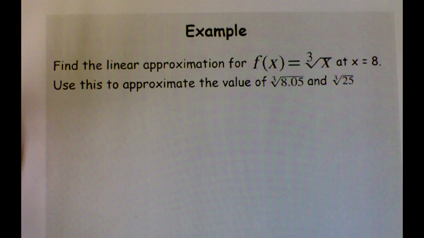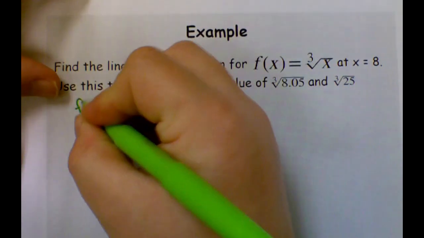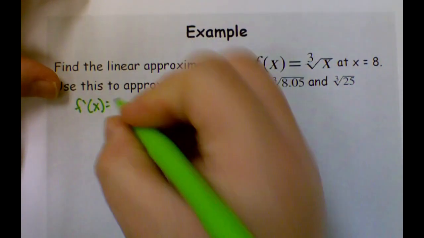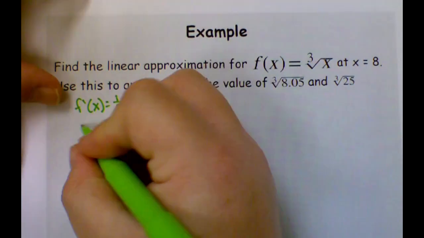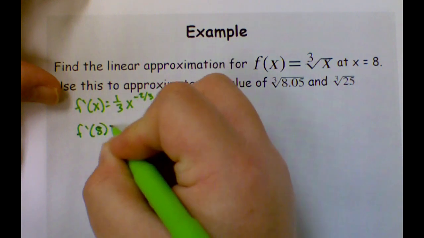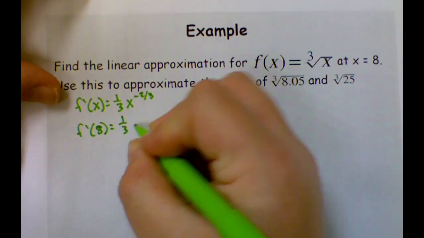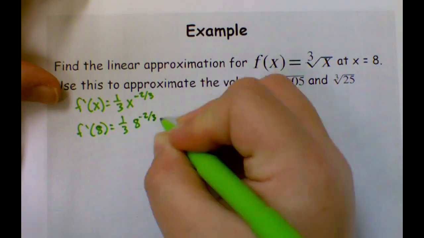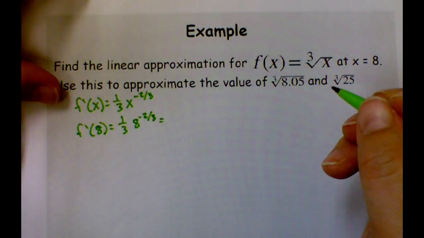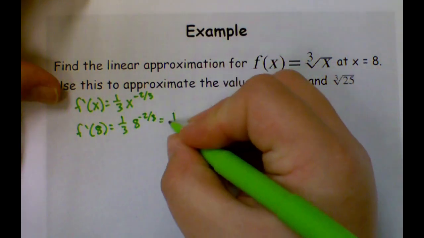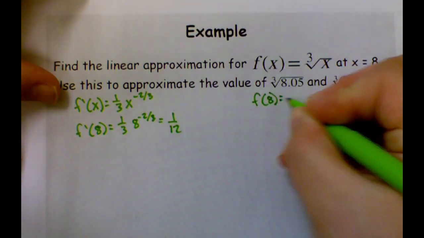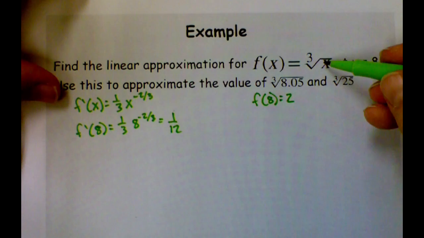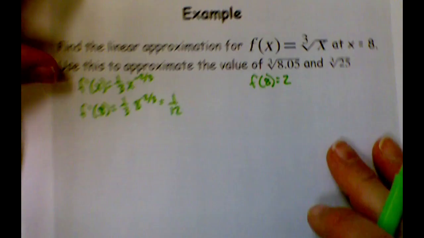So to do this, we are going to find f prime of x, which is 1/3 x to the negative 2/3. And we're going to find that slope at 8, which is 1/3 times 8 to the negative 2/3, which is actually 1/12. We're also going to need f of 8, which is just 2. Cube root of 8 is 2, because we need that for our tangent line.